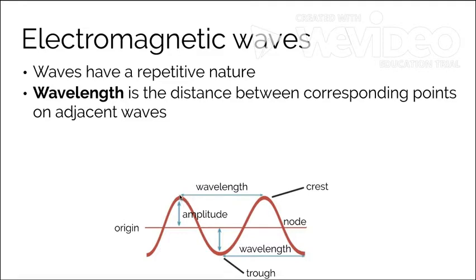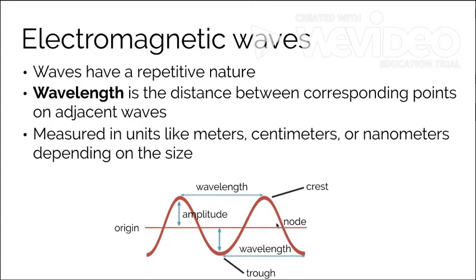And we can measure from crest to crest to get our wavelength. We can measure from trough to trough to find our wavelength, or we can go from node to node to find our wavelength. And that distance will be the same every time, no matter if you're looking at a crest, a trough, or a node, as long as the two points are the same. And all these waves, we'll measure them in meters, centimeters, or nanometers. And so we're measuring the distance between the two points on our wave.